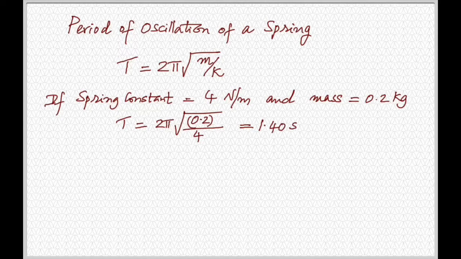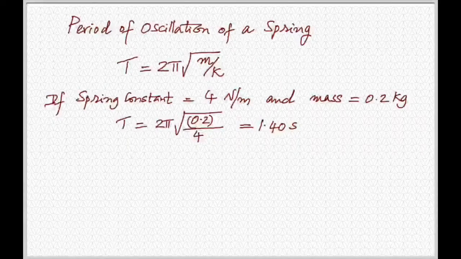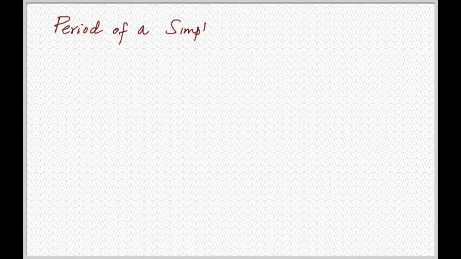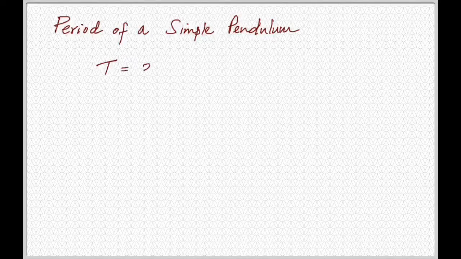Using that formula, we're going to get 1.40 seconds. Next is the period of oscillation of a simple pendulum. Now, the period in this case depends on the acceleration due to gravity, as given by the formula T is equal to 2π square root of length by acceleration due to gravity.